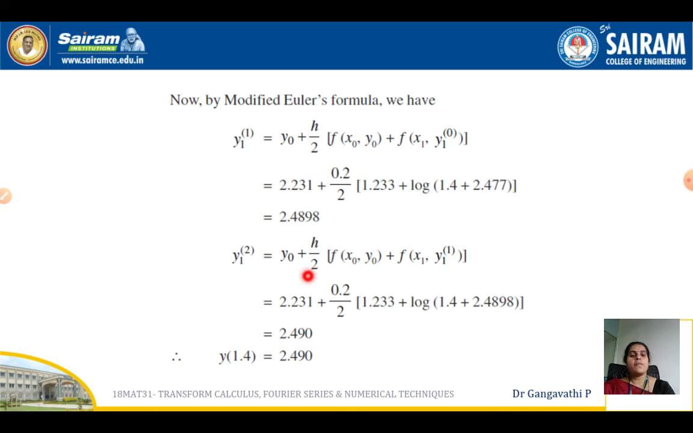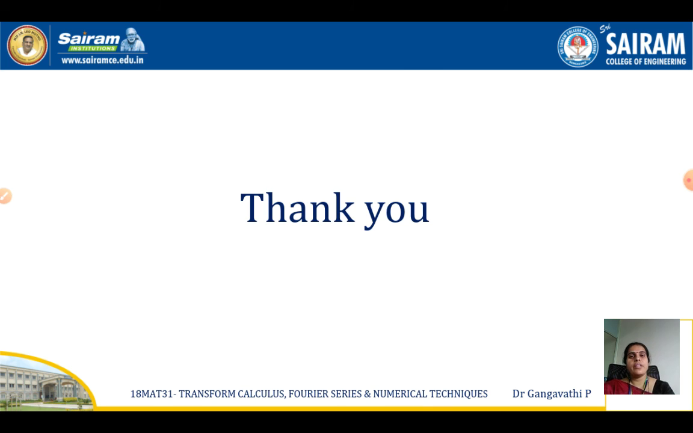And y1 in the second approximation, it has not been asked us to do it anyway, but still you can do it for better accuracy. You can check, and the value is going to be 2.490. So this is how you need to evaluate the problems on modified Euler's method.